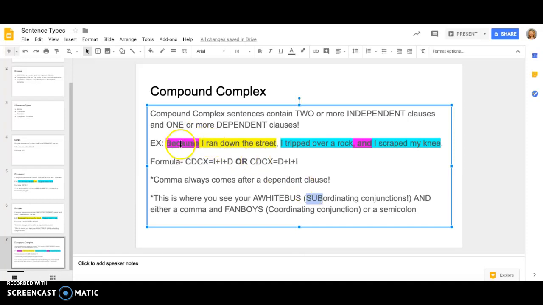In this sentence, I have it highlighted pink. Because is our white bus, comma, and is our coordinating conjunction. So because I see a white bus and a coordinating conjunction, and I have two independent clauses and a dependent clause, I know that this sentence is compound complex. So hopefully this was a good review. And remember, you can come back and watch this anytime to help you when we're talking about sentence types.